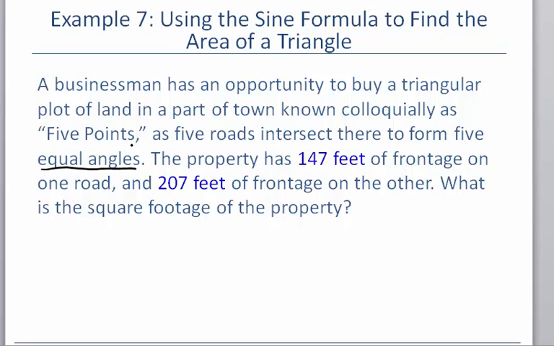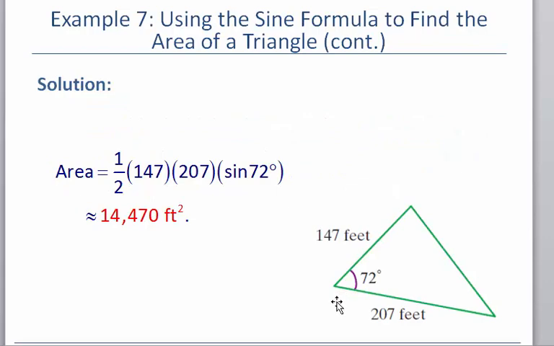So if the angles are equal and there are 5 of them, then we know that the total number of degrees in a circle is 360. And if we're dividing that into 5 equal angles, then we know that each of those angles is equal to 72 degrees. All right, so keeping that in mind, we have a picture that looks something like this. We have a 72-degree angle. One of the roads has 147 feet of frontage. The other road has 207 feet of frontage.